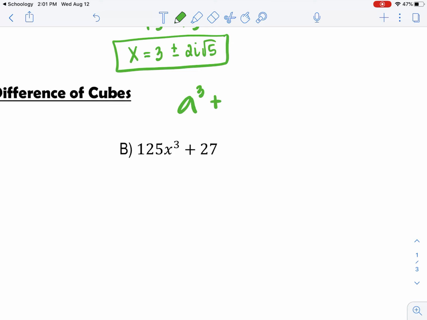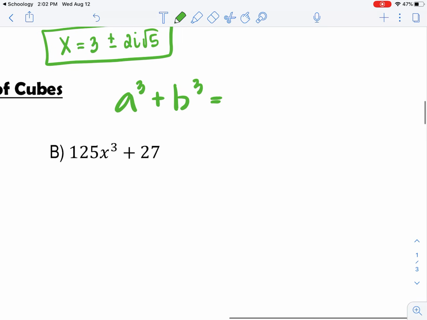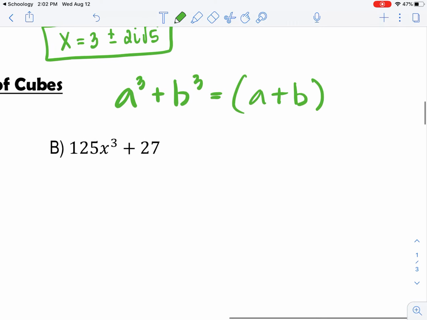So a cubed plus b cubed. This is a sum of cubes, right? It's a sum of 2 cubes. a is cubed and b is cubed. So in order to factor this, here's what you're going to do. You're going to copy the base. So pretend like the cubes weren't there. That's a plus b.